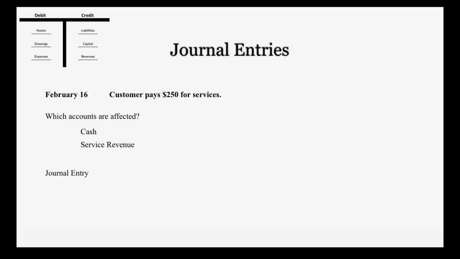So your cash is going to be increasing here because a customer is giving you money, and your service revenue is also going to be increasing because we have performed services. So to increase cash, we debit our cash account because we need to increase the asset. And then to increase service revenue, we credit our service revenue account because revenues go up with credits. So that's our journal entry there for February 16th.